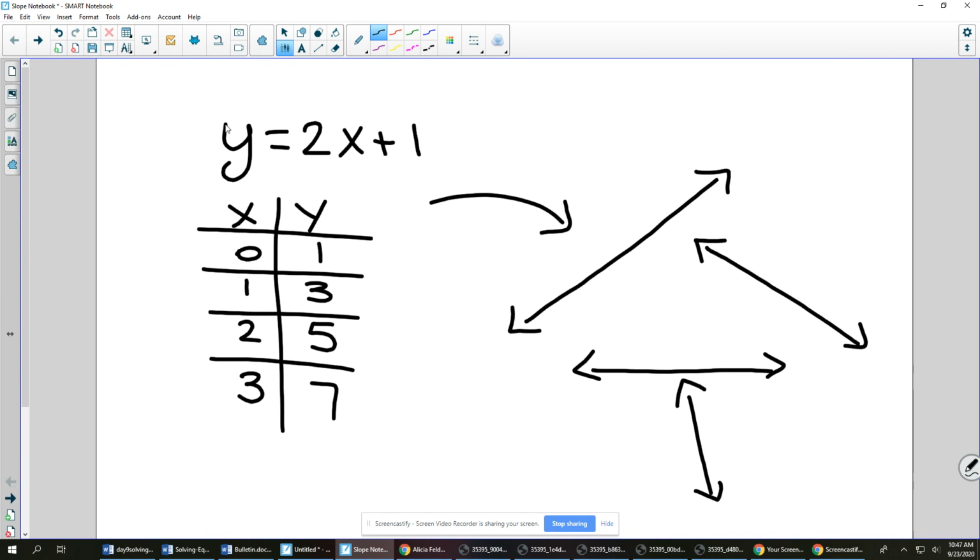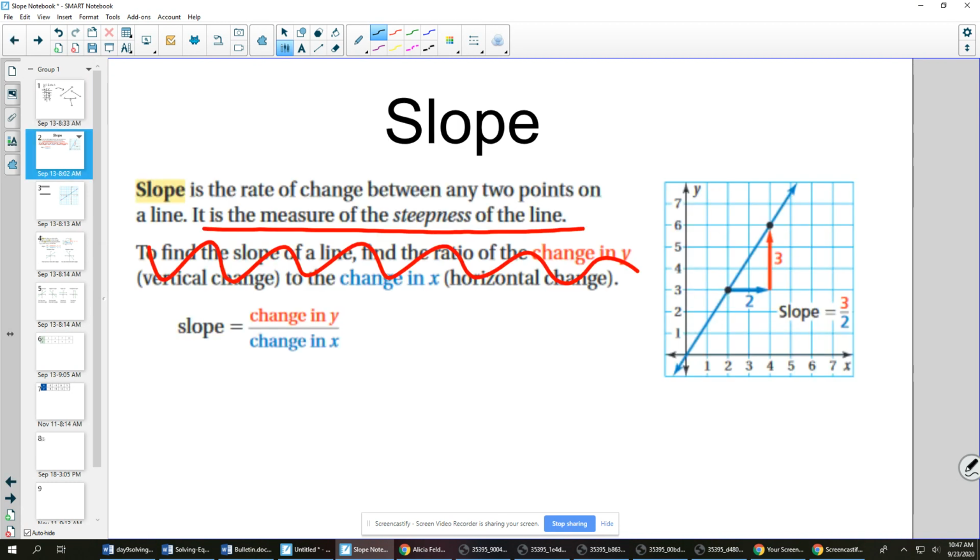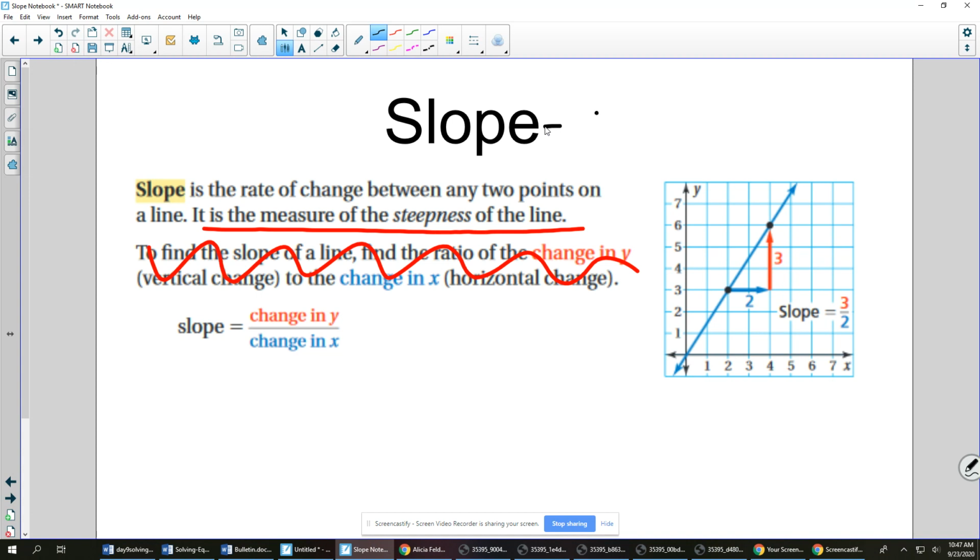and what they have. These lines all give us the slope. So the slope is the steepness of the line. It tells us how steep the line is, how big of an incline it has.